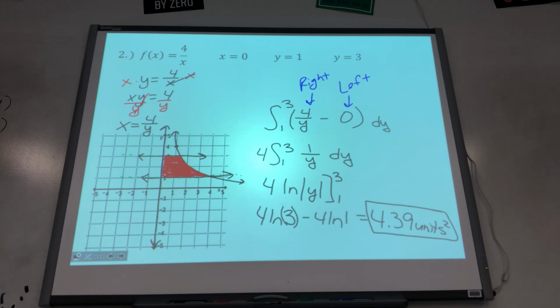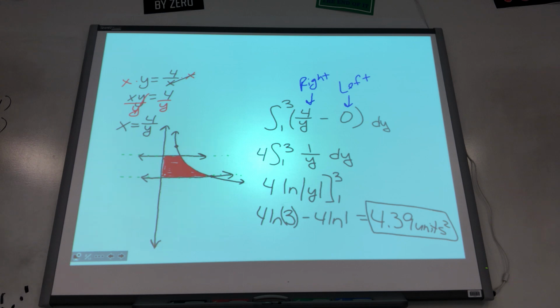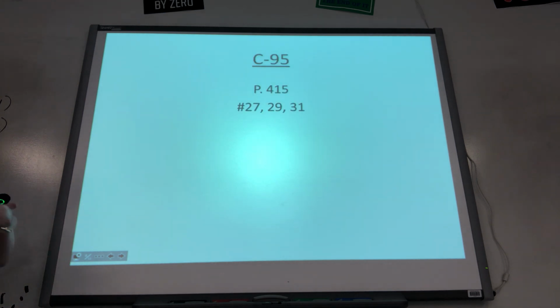Okie doke. Now the assignment only has 3 problems in it, 27, 29, and 31. This is C95 here. I think 27 and 29 are like the first problem that we had today. 31 should be pretty similar to example 2.